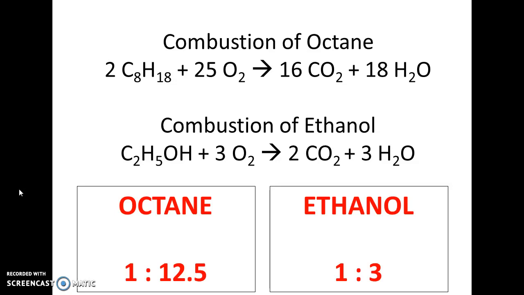But ethanol, on the other hand, is a much different ratio of oxygen to fuel. It's only a 1 to 3 ratio of fuel to air. Now, cars are very interesting chemical machines. You've got fuel delivery systems that set the amount of fuel. You can't really control the amount of air that's coming into the engine. The air is just determined by the displacement of the cylinder.